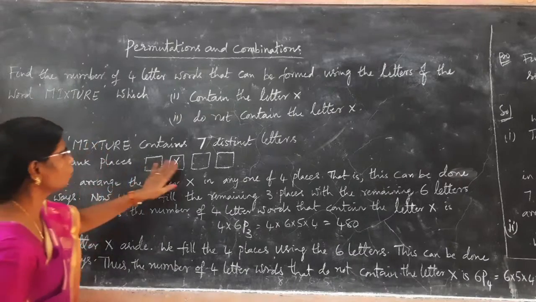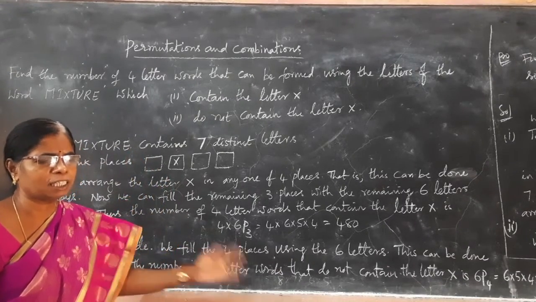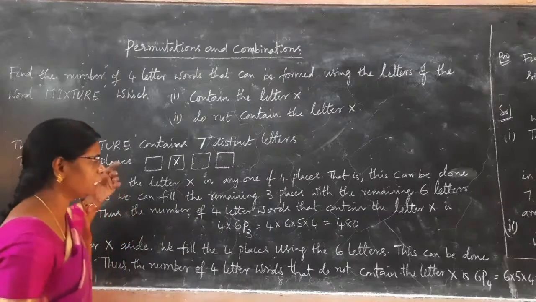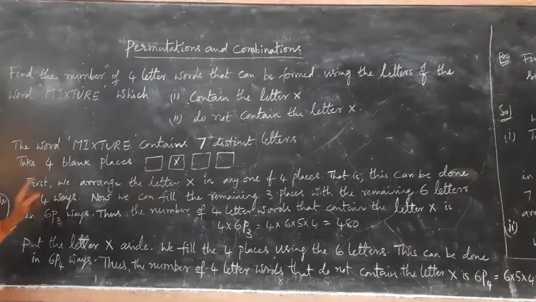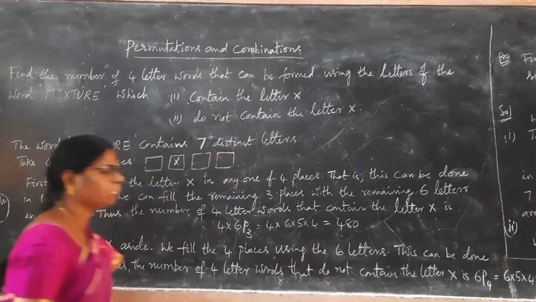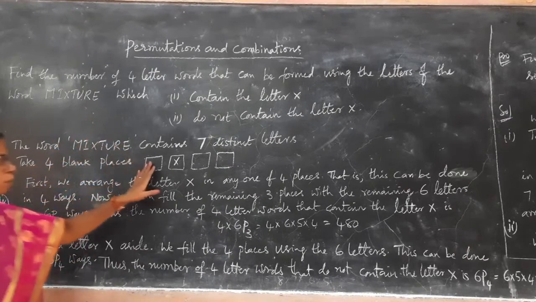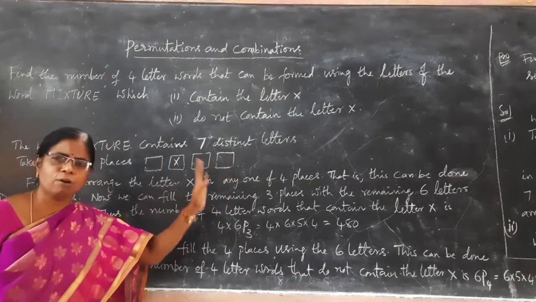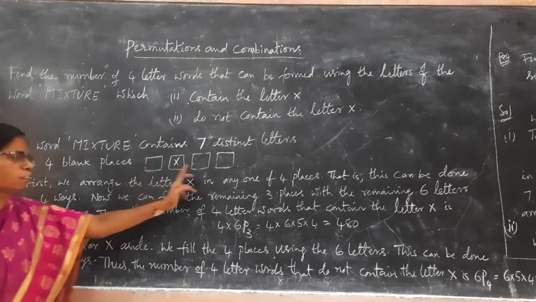So we fill these 4 places using these 6 letters only, because the word does not contain X. We send X out and keep only the remaining 6 letters. That is what I write: we fill the 4 places using the 6 letters only. This can be done in 6P4 ways. We have 6 letters, take 4 of them and arrange. So the 4 places can be filled in 6P4 ways.